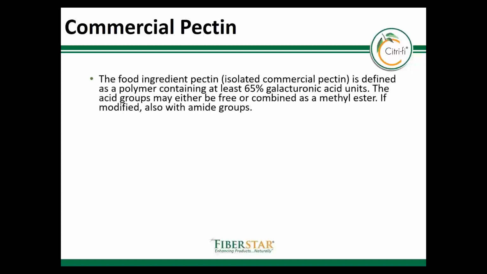Commercial or isolated pectin as a food ingredient is defined as a polymer with a galacturonic acid content of at least 65%. The acidic groups can be free or esterified. This degree of esterification is important for the technical functionality, especially the gelation. Due to the gelling conditions, pectin is divided into two principal groups.